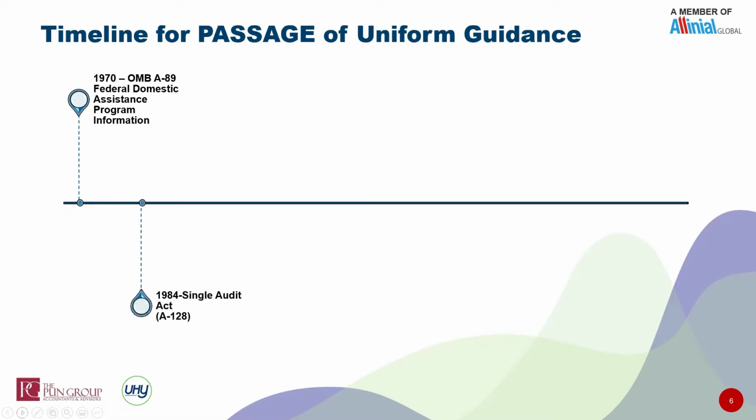And so in essentially 1984, the federal government came out with OMB A-128, and that was the official Single Audit Act of 1984. At that point in time, it required audits of state and local government that had expended greater than $100,000 in federal funds. And that was later amended and added to that in 1988 was the OMB A-102 circular, which was a common rule for state and local governments.